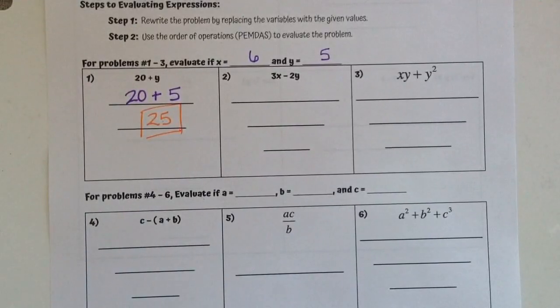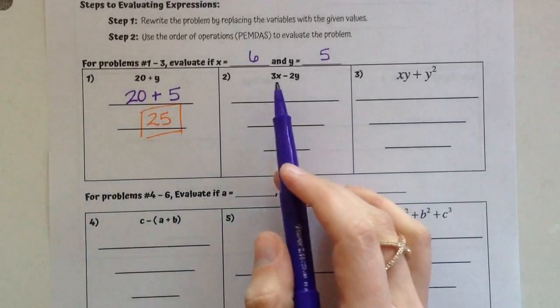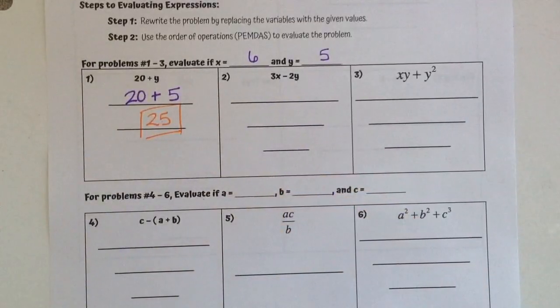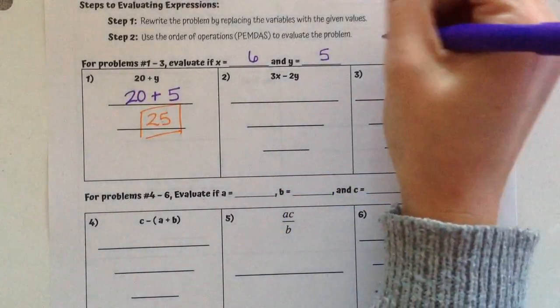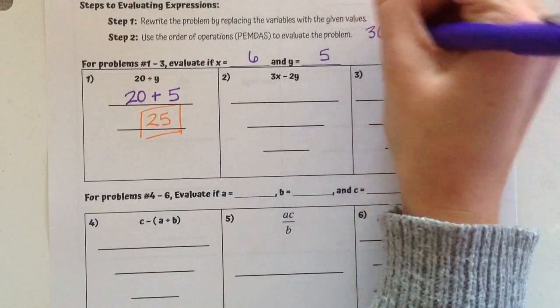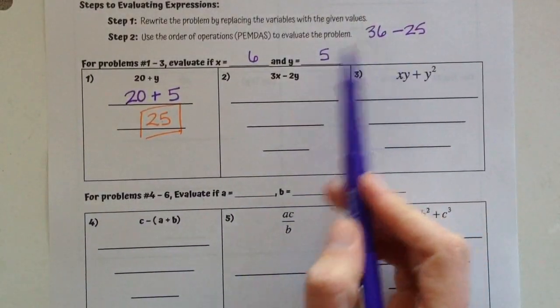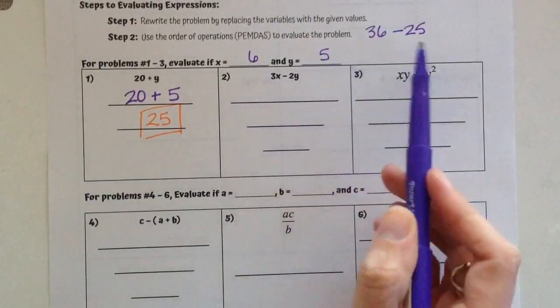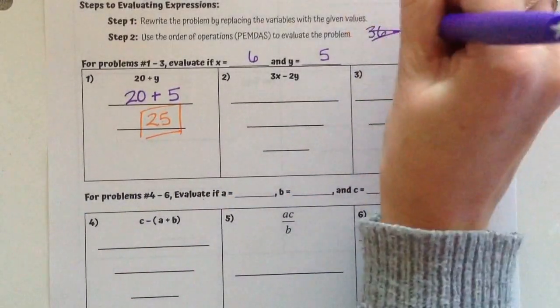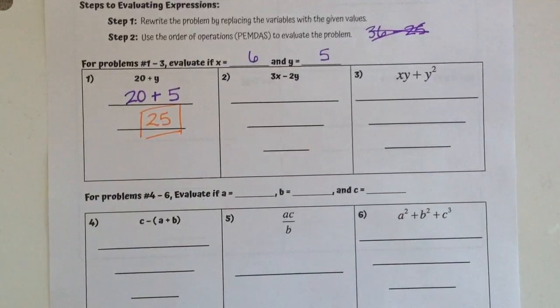3x minus 2y. So the first thing I want to say about this one, 3x, the most common mistake that I will see for this is people will write 36 minus 25 because they are saying, oh, well, I'm putting the 6 in for the x, I'm putting the 5 in for the y. This is incorrect. Do not do that.